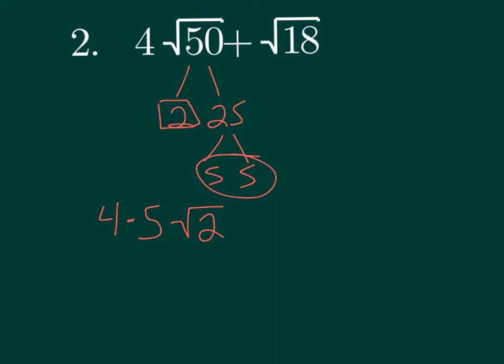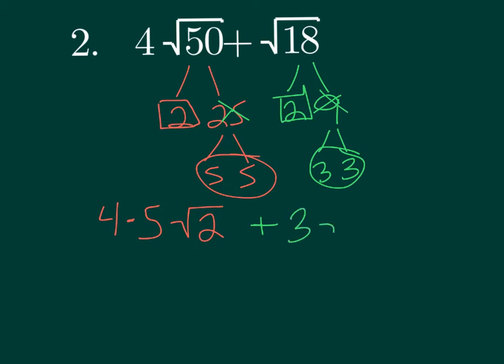Alright, so the second one, do a different color here. 18 is 2 and 9. Well, 9 is 3 and 3. 2, of course, is left over inside our square root. So the square root of 18 would become plus 3 outside square root of 2.